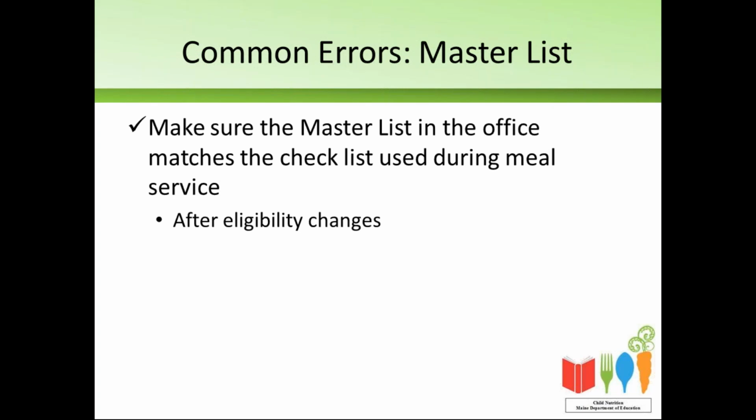Make sure the master list in the office matches the checklist used when the meals are being accounted for. If a change was made on the application and on your master list, was that information forwarded to the accountability list so that that student is getting the correct benefit that they should be?